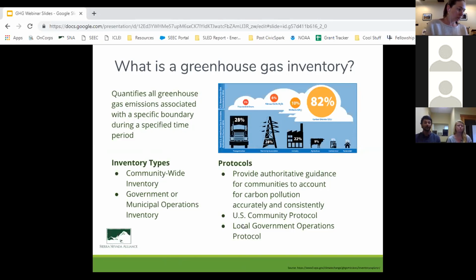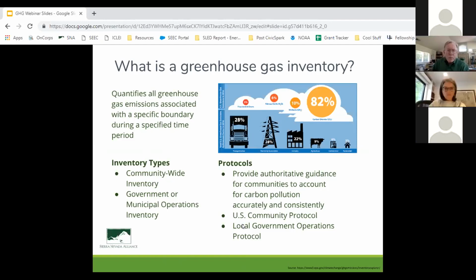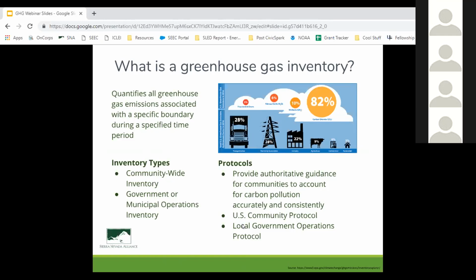To help guide us in these inventories, we use something called protocols, which are sets of rules or guidelines. The definition of a protocol is that they provide authoritative guidance for communities to account for carbon pollution accurately and consistently. And I think the accurately and consistently part are important parts of that definition, because we want everybody on the same page when we're doing these inventories so that we're able to compare results. So the two protocols that we've used or we've referred to are the U.S. Community Protocol and the Local Government Operations Protocol.